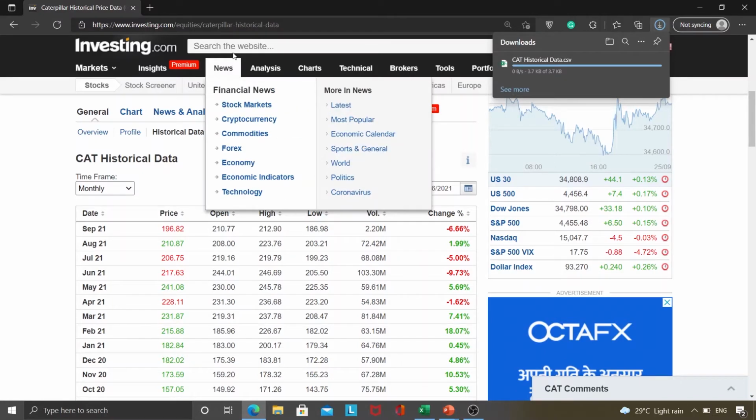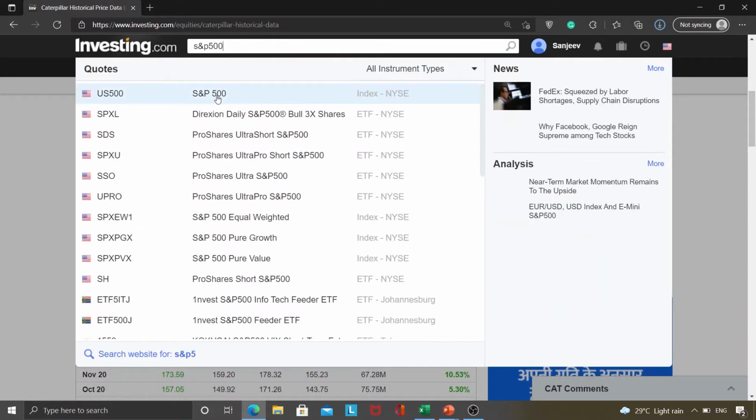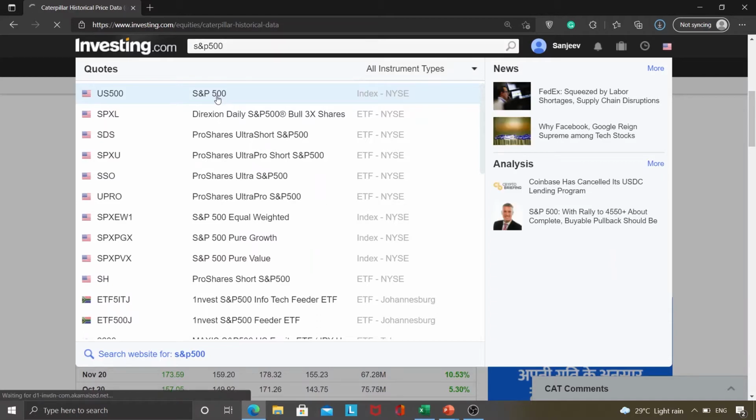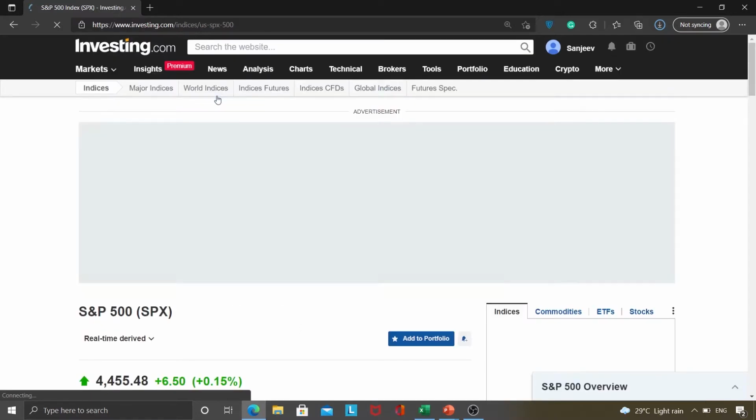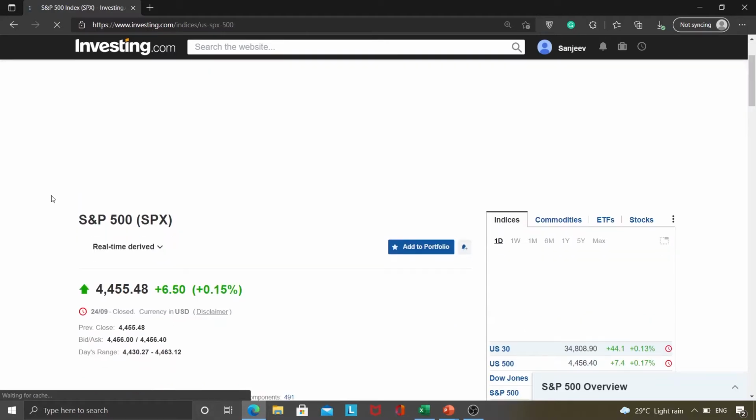In a similar manner, our market return would be the S&P 500. So I can simply write S&P 500, and this is the representative of the stock market. You can choose some other index based upon your country, and I choose the S&P 500 index.